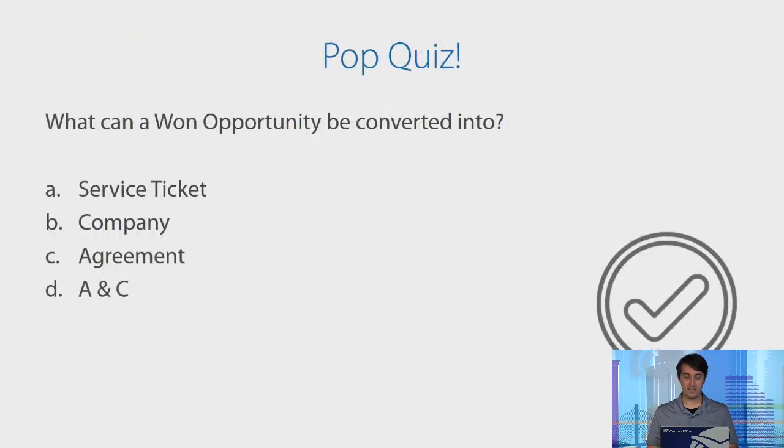So, pop quiz for you guys. What can an opportunity be converted into? Is that going to be A, a service ticket, B, a company, C, an agreement, or D, A and C? Let me know what you guys think. You guys are really quick with this one. That's what I like to see. And it is going to be D, A and C. You can also convert to a sales order or a project. You cannot convert to a company.